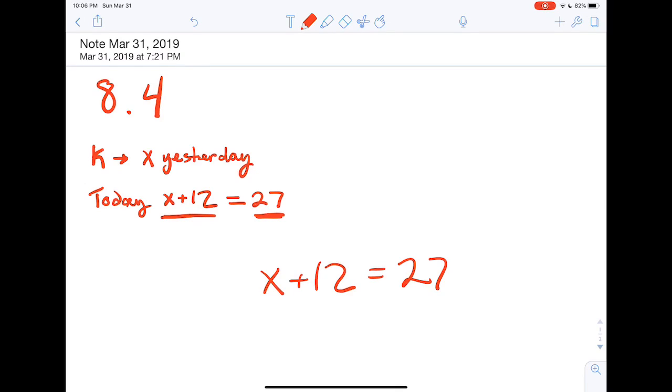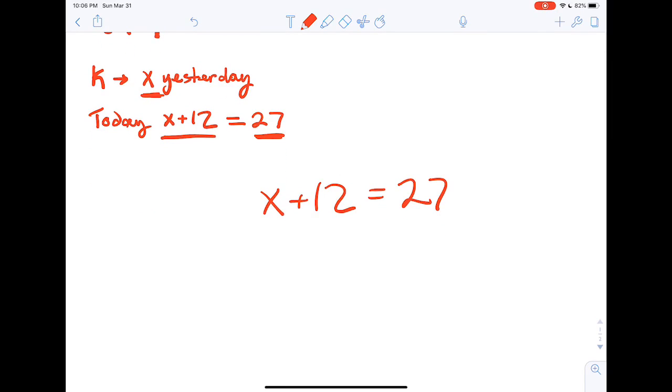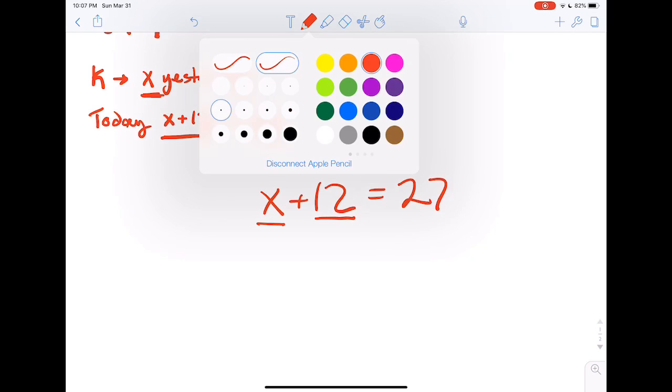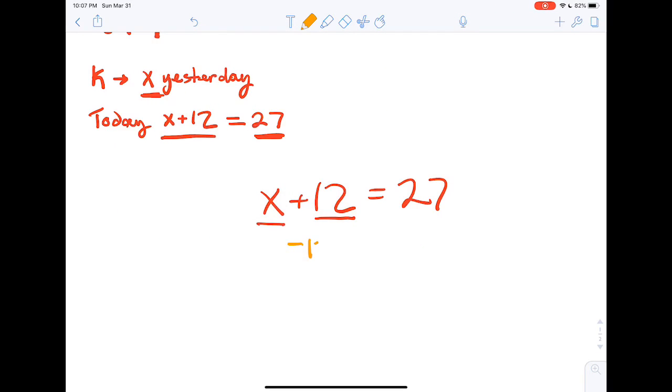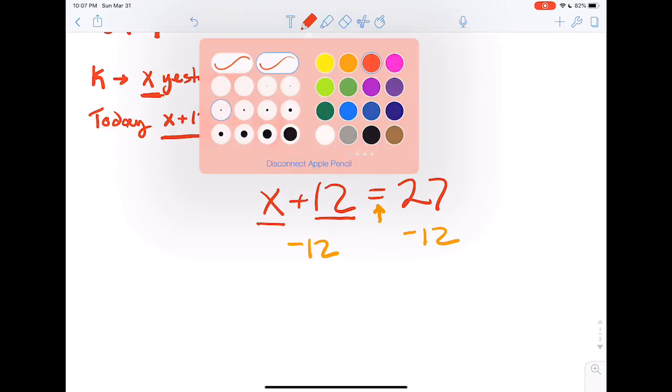Now it also told us the question, it said, how many did he have yesterday? So basically they're saying, what is X? So what we need to do is solve for X. So here we have our equation. We need to get X by itself. So in order to do that, we need to get rid of this term that's 12. It's plus 12, so if we did minus 12, we could get rid of it. But this equal sign right here means whatever we do to one side, we have to do the other. So we have to do minus 12 on the other side as well.